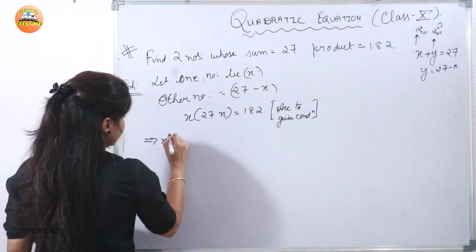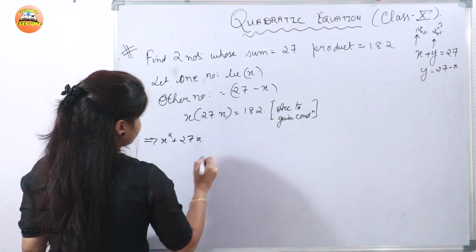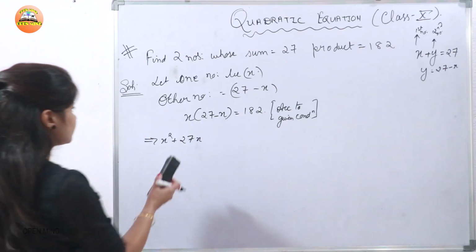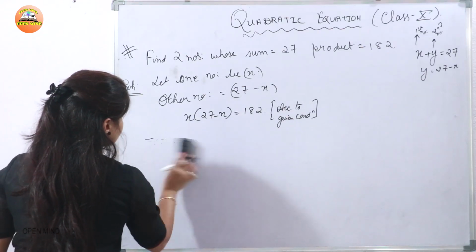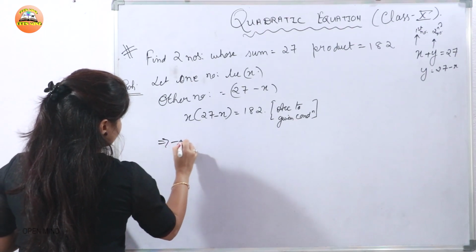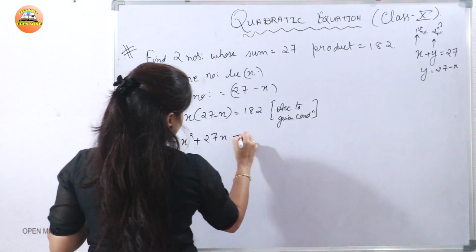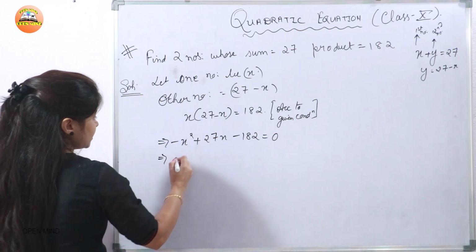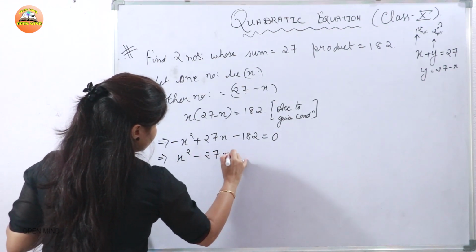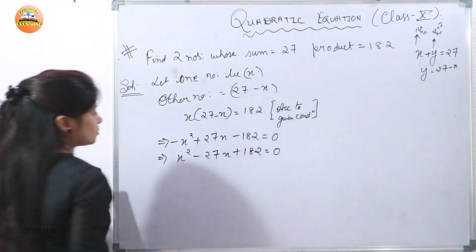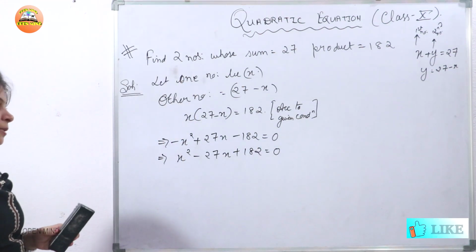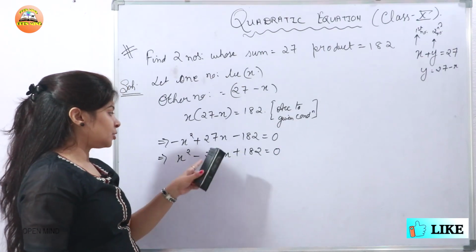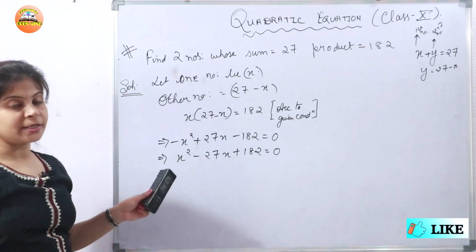So this implies 27x minus x square is equals to 182, that is, minus x square plus 27x minus 182 is equals to 0. So if you take the minus sign common, it will be x square minus 27x plus 182 is equals to 0. So now you have to split the middle term. So we have to find out the factors for 182 in such a way so that on multiplying we get 182, and on adding the numbers we get it as minus 27.